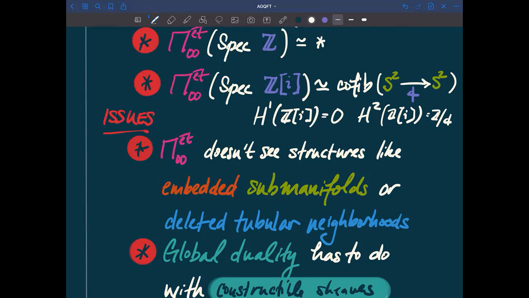So for the class number 1 case, it's completely clear. The homotopy type is completely known. And in fact, it's 2 in all other cases. Exactly.